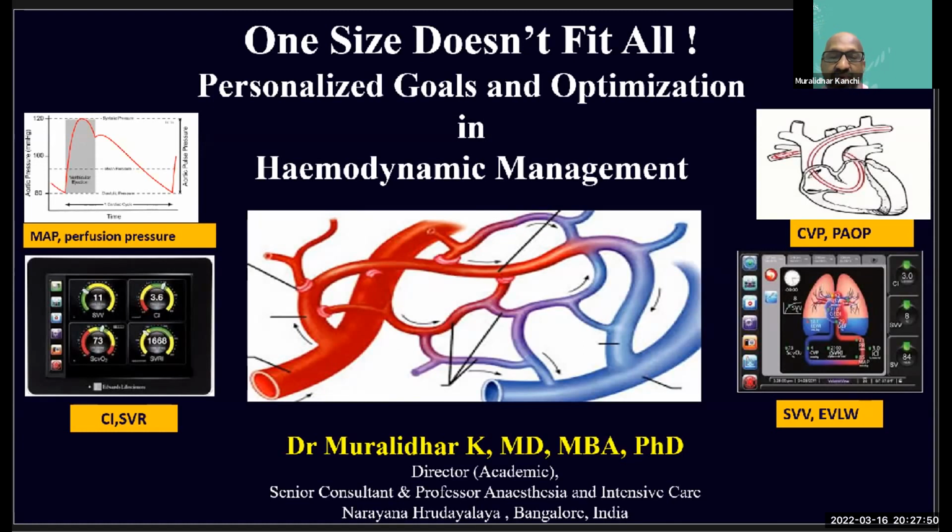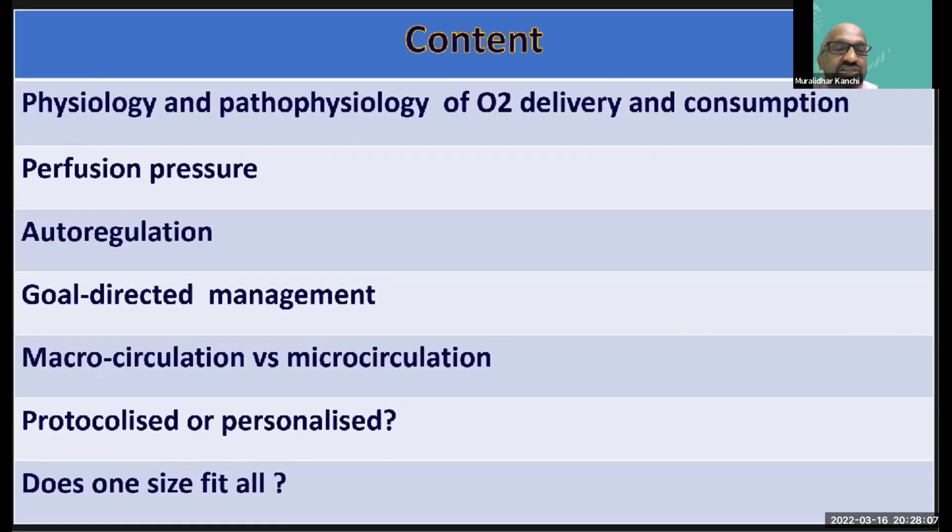But are we doing justice by going by one parameter? In fact, Dr. Satyen Parida mentioned that a mean arterial pressure of 65 millimeters of mercury is probably suitable, but we will just see how each patient is different. I'll be touching upon physiology, what is autoregulation, what is protocolized versus personalized management, and at the end, we will see whether one size fits all.